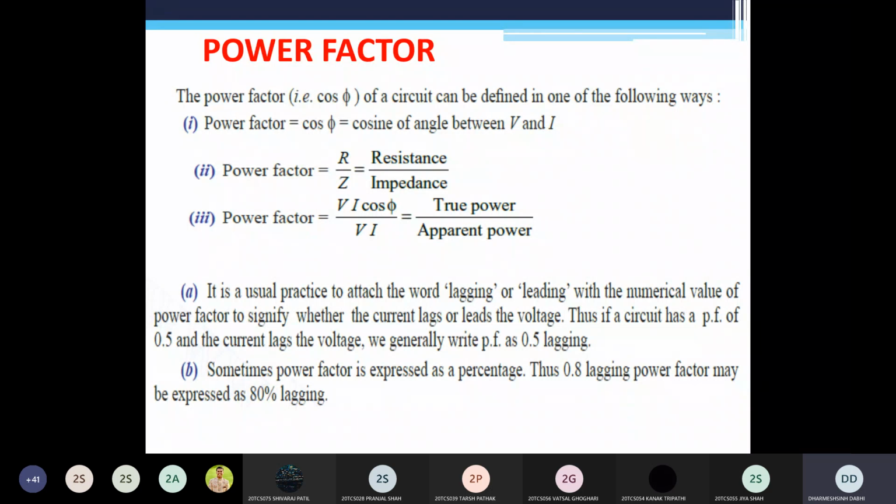Yes, anyone? Yes, anyone can give the answer. When we say that your circuit has a good power factor, is a high power factor good or a low power factor good? Yes, anyone?